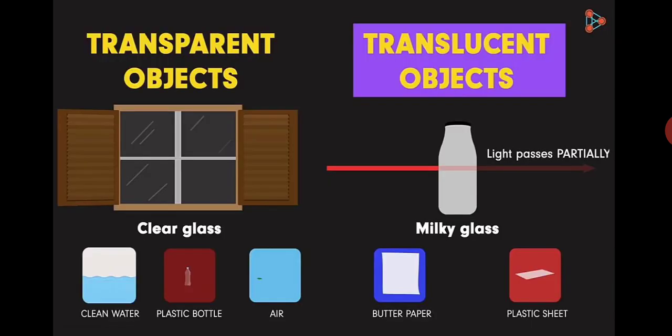Students, those objects that allow light to pass through them completely are called transparent objects, and examples of transparent objects are clean water, plastic bottle and air. And those objects that do not allow light to pass through them completely are called translucent objects. And examples of translucent objects are butter paper and plastic paper.